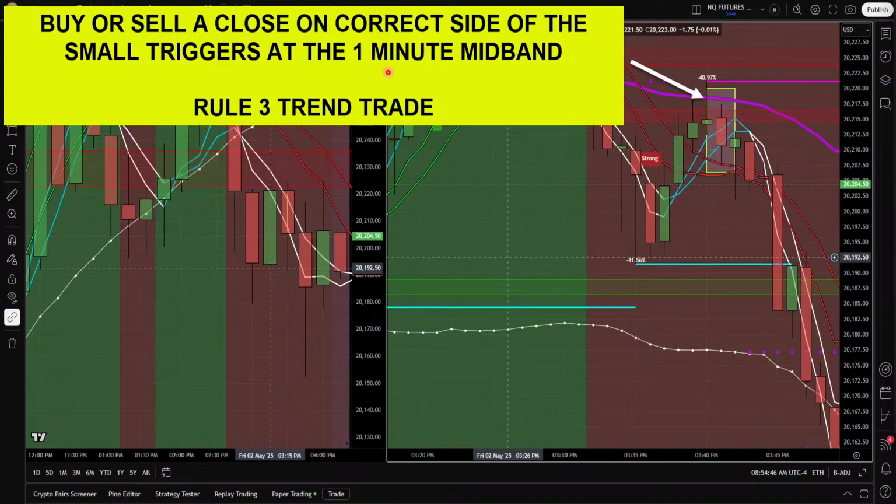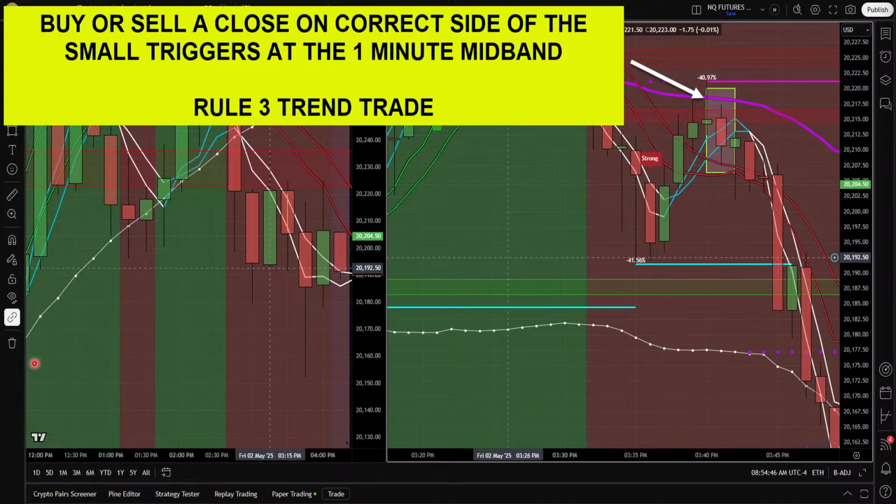So the rules say buy or sell a close on the correct side of the small triggers. And the correct side of the small triggers means below them for a short trade or above them for a long trade. It means that you're no longer fighting that fast moving average, and the close on the correct side gets you into the trend trade and then hopefully gives you all the continuation down. So that's the second trade.